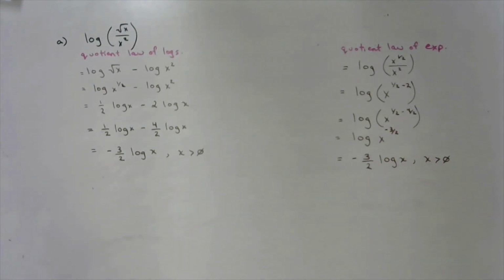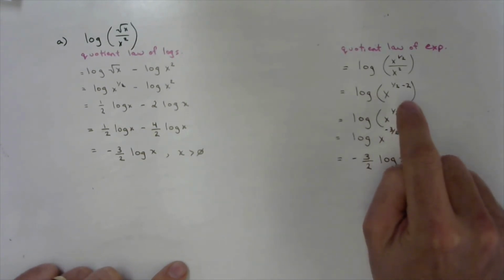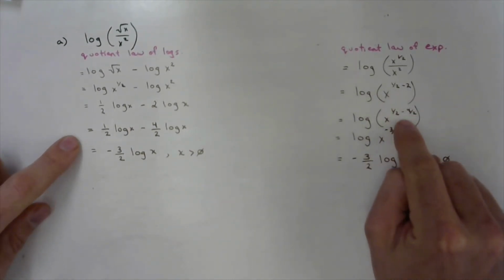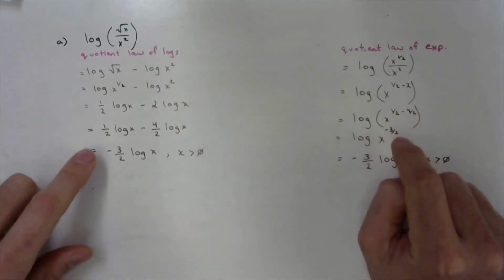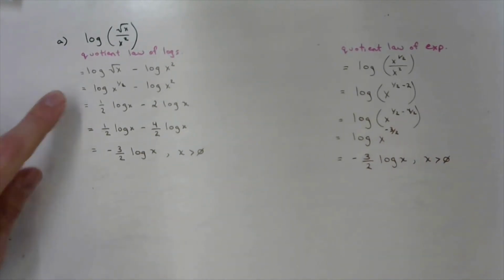So you can decide what you like more. They're the exact same calculation, because we had 1/2 minus 2, which is exactly what we have here. So you still have to add and subtract fractions, which is what we did, and then you still have to apply the product law. Here we did it later, and here we did it earlier.